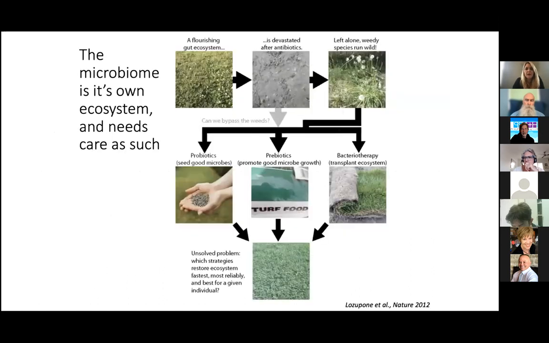So I think this is a good overview of the microbiome being its own ecosystem that needs care as such. You have your own ecosystem, but if you give antibiotics or you have an infection or something happens to alter that, it's devastated. And if you don't prime it, it can be left alone, and you get these weeds and you don't get this nice lawn that you're looking for, right? So, as I just said, you have a probiotic, so you seed the good microbes. You can put prebiotics on first to help those seed better, or use bacteria therapy, like a fecal transplant. And you hope that then you can have this beautiful lawn again.